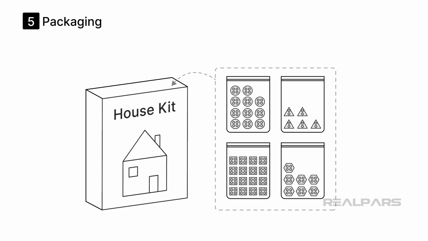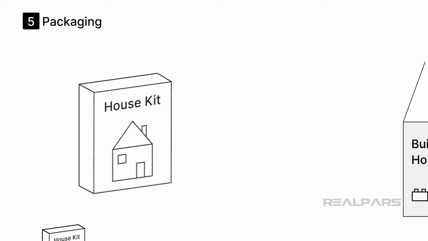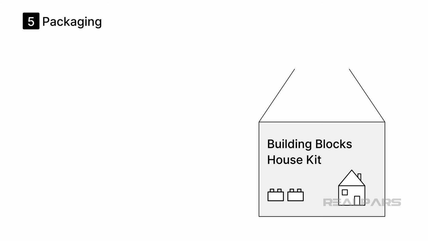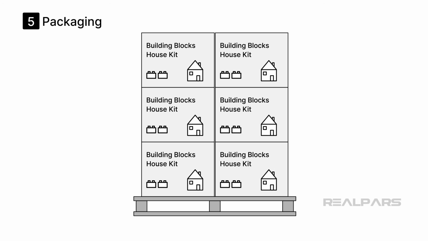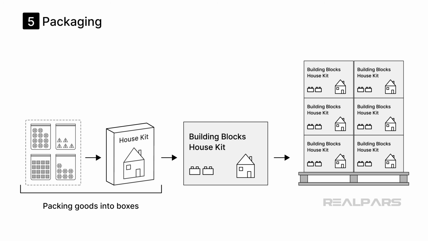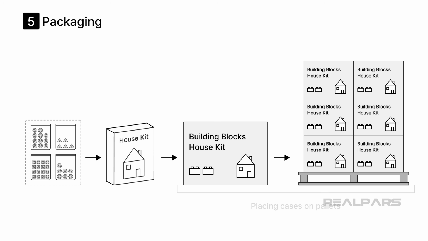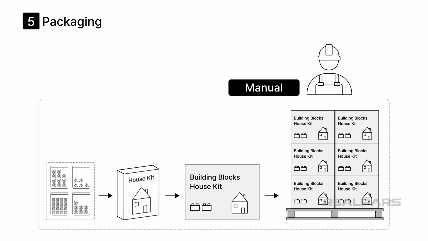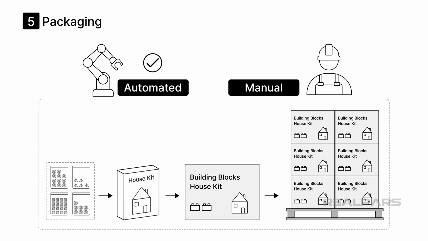Bags of components are placed into printed cardboard boxes. Boxes are then packed into larger shipping cases. Cases are stacked onto pallets, and the pallets are wrapped in stretch film to secure the load for transport. This sequence of packing goods into boxes, packing boxes into cases, and placing cases on pallets is common in consumer goods manufacturing. Once again, this process can be manual or automated. It is very common to see automated packaging lines because the boxes, cases, and pallets do not have a lot of variations and are easy to handle.